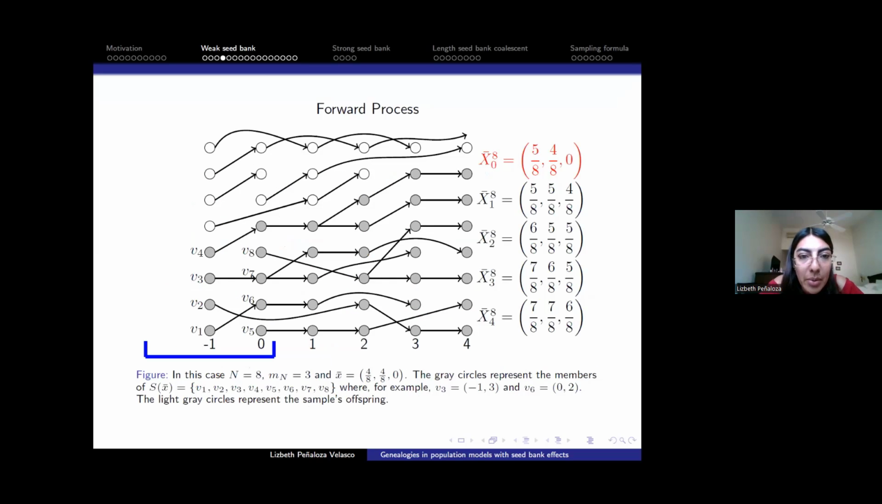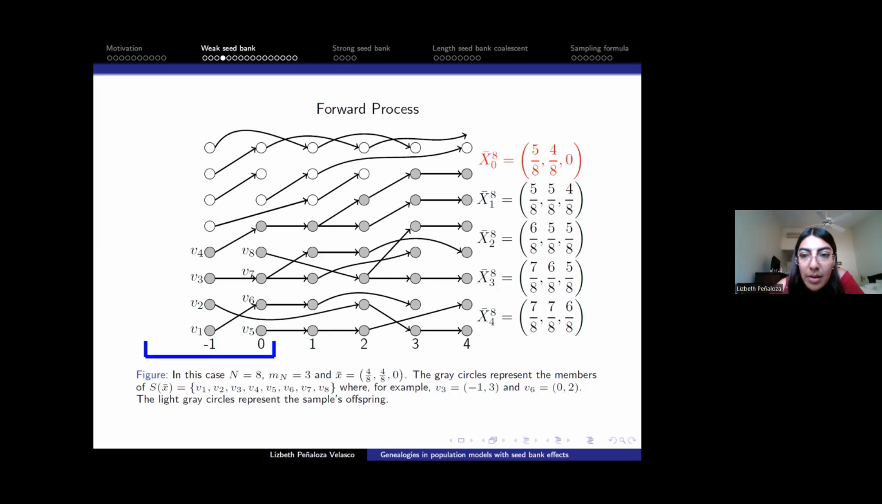And so first, I will present how we construct the forward frequency process. The gray circles represent one type in the population, and the white circles represent another type in the population. In this case, n is equal to 8, and mn is equal to 3. Mn says how many generations ago we can find an ancestor.